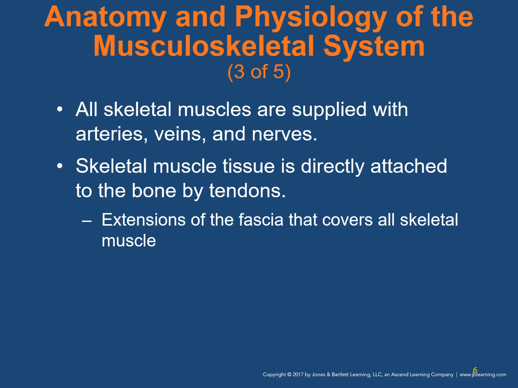All skeletal muscles are supplied with arteries, veins, and nerves. Blood from the arteries brings oxygen, glucose, and nutrients to the muscles. Waste products, including carbon dioxide and lactic acid, are carried away in the veins. Skeletal muscle tissue is directly attached to the bone by tough, rope-like fibrous structures known as tendons. Tendons are extensions of the fascia that cover all skeletal muscles.